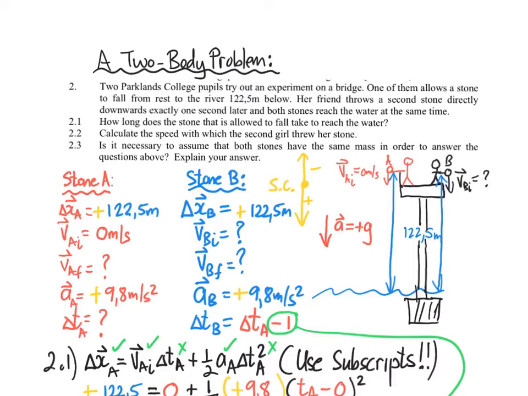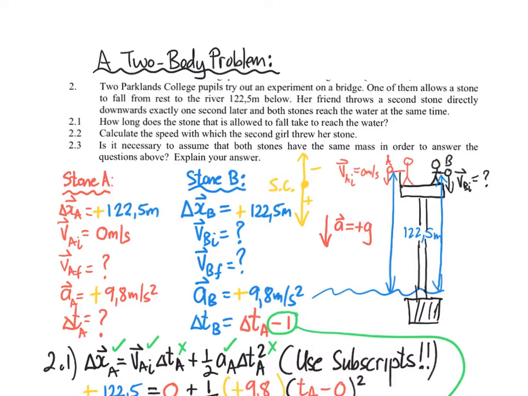So starting with this one, two Parklands College pupils try out an experiment on a bridge. One of them allows a stone to fall from rest. Now that's important. That means that the initial velocity is 0 meters per second, and I'm going to call the first stone, stone A. And it falls from rest to the river 122.5 meters below. So the change in position of this stone is 122.5 meters.